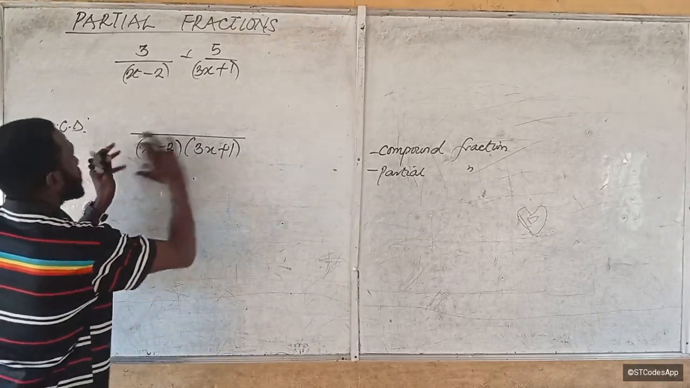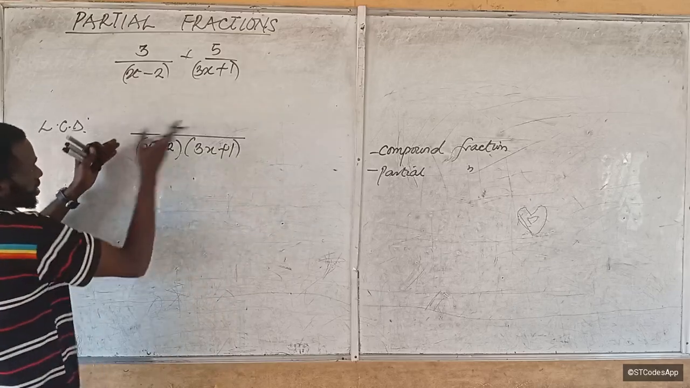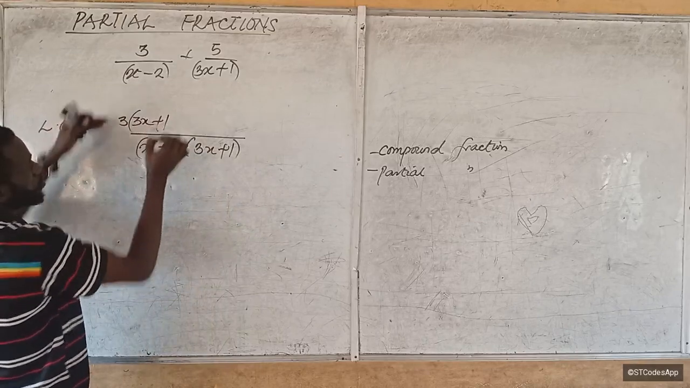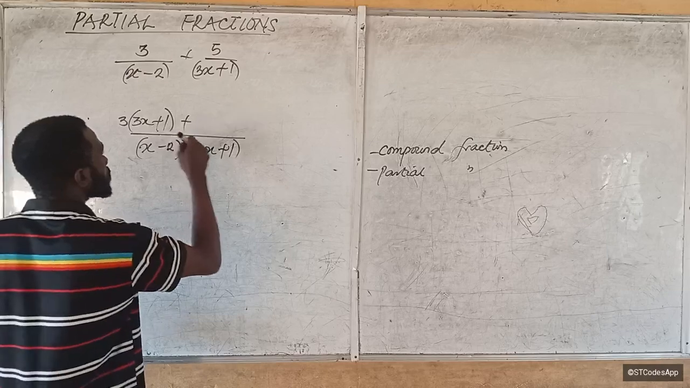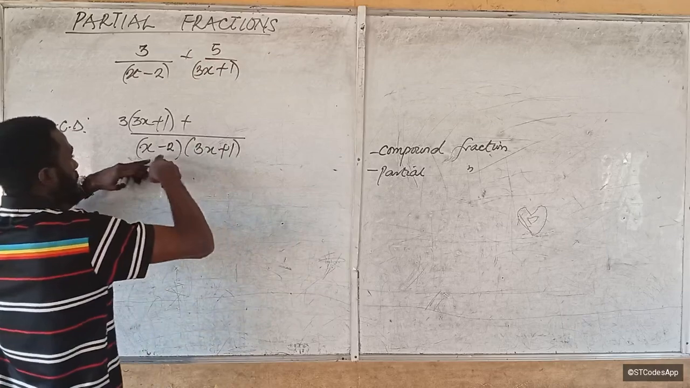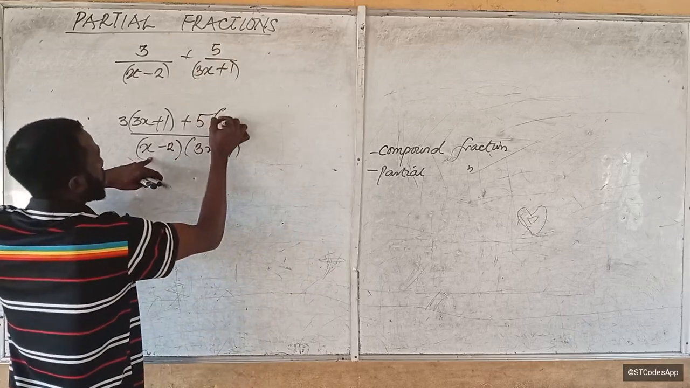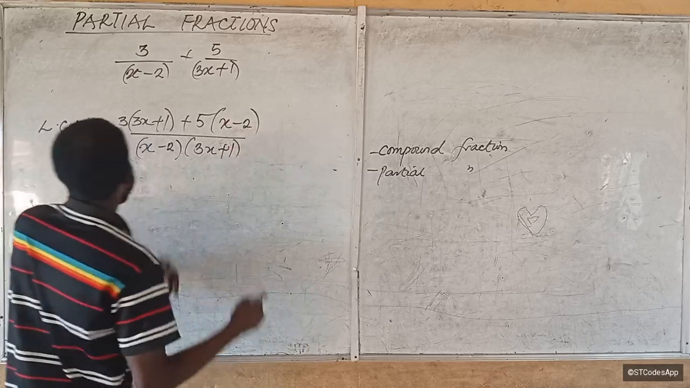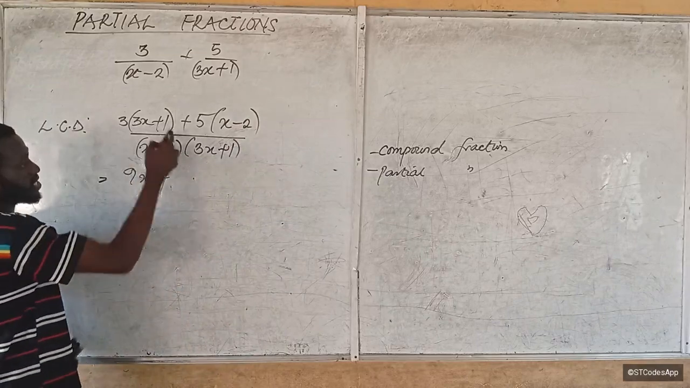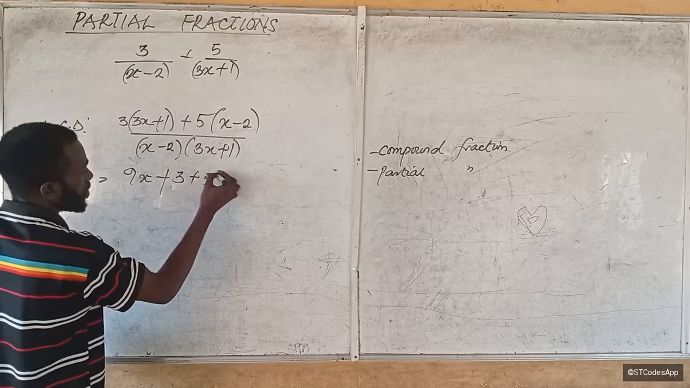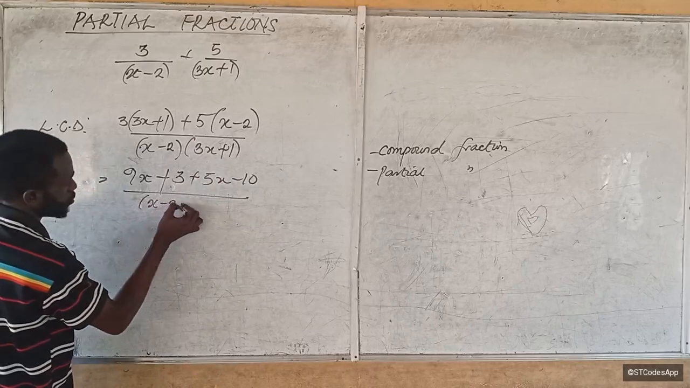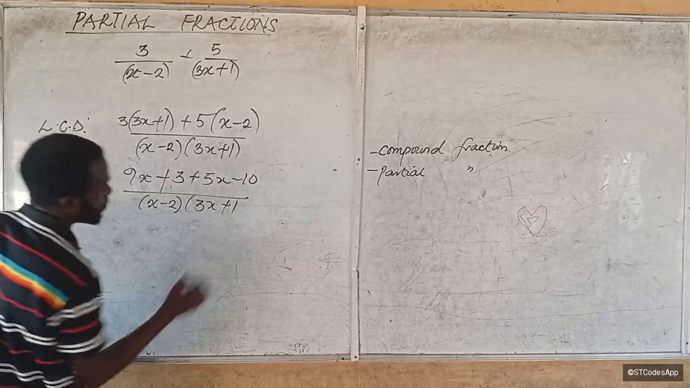After taking the LCD, you multiply this first term by the LCD, and this takes care of this and remains this. So you have 3 into bracket 3x plus 1. Does that make sense? Then plus, you say this term in this LCD, this takes care of this, and it remains this. So you have 5 into bracket x minus 2. By the time you open the bracket, you have 9x plus 3, plus 5x minus 10, all over our LCD, x minus 2 and 3x plus 1.